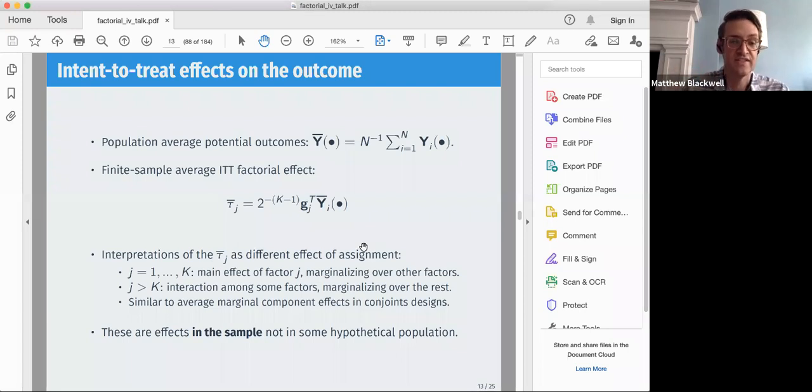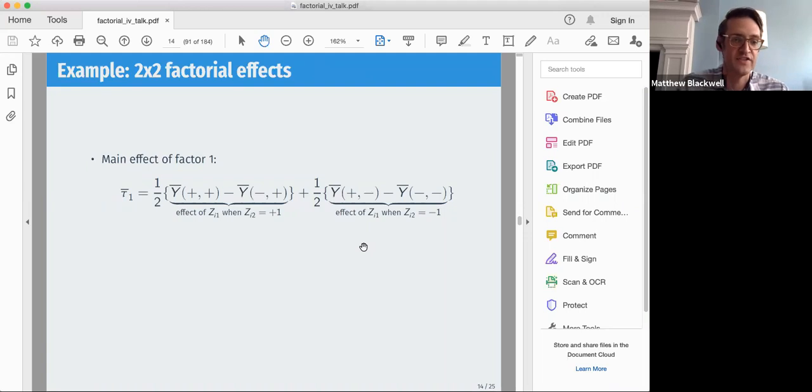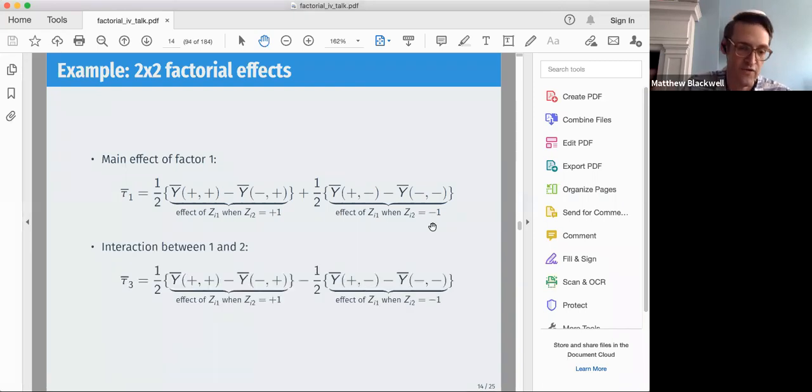I want to emphasize that these are effects in the sample. These are not hypothetical populations. So these are finite sample quantities of interest that we may want to estimate. Again, the main effect of factor 1 is just this average: the average effect of factor 1 when factor 2 is +1, and the average effect of factor 1 when factor 2 is -1. And then we have the interaction as well, the difference between those two effects. Once you get down to it, these are very intuitive effects, but organizing them in a way that's easy to scale up to arbitrary k is a little bit tricky.